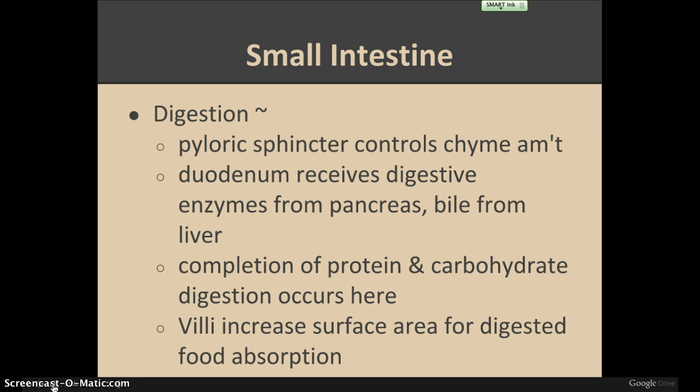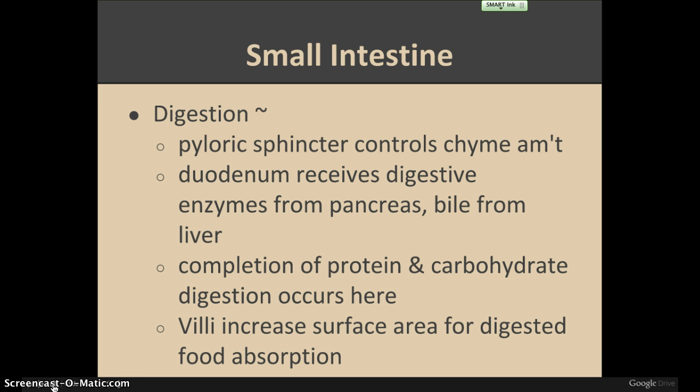So what happens in the small intestine? You can find a picture of it on page 477, figure 14.7. That pyloric sphincter, which is between the stomach and the small intestine, controls the chyme amount. So it's letting chyme out of the stomach and into the intestine gradually. At the time the chyme enters the duodenum, it's also receiving digestive enzymes to help with the digestion. Completion of protein and carbohydrate digestion occurs in this part of your alimentary canal or of the GI tract.